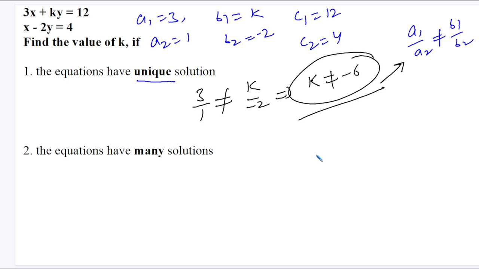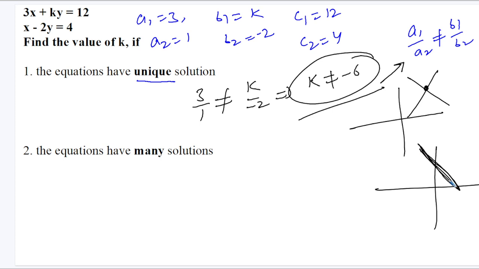K is not equal to -6 if I want a unique solution, or if I want the lines to cut at just one point. Okay, if the equations have many solutions, infinitely many solutions, it means the lines are overlapping lines, one over the other. They're the same lines. In that case, what happens?